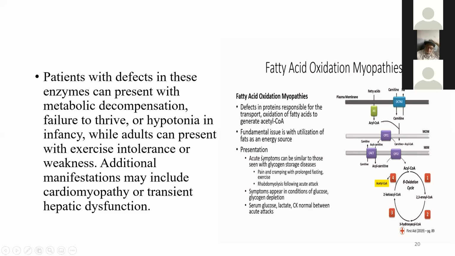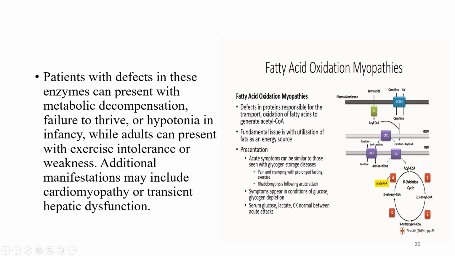The presentation is acute. Symptoms can be similar to that seen with glycogen storage disease, but pain and cramping with prolonged fasting and exercise. Here the patient is affected by prolonged fasting also. Rhabdomyolysis may occur following acute attack. Symptoms appear in conditions of glucose or glycogen depletion. Serum glucose, serum lactate, CK normal between each acute attack. Sometimes there may be associated manifestations like cardiomyopathy or hepatic dysfunction.